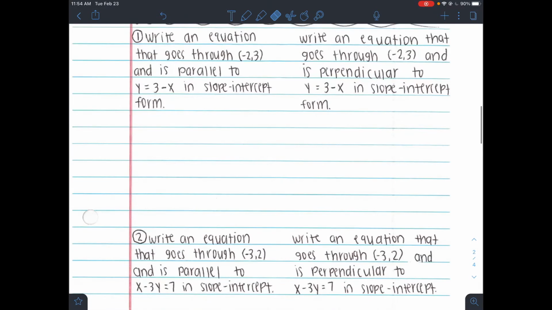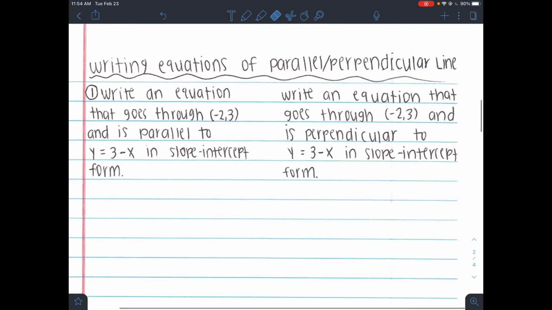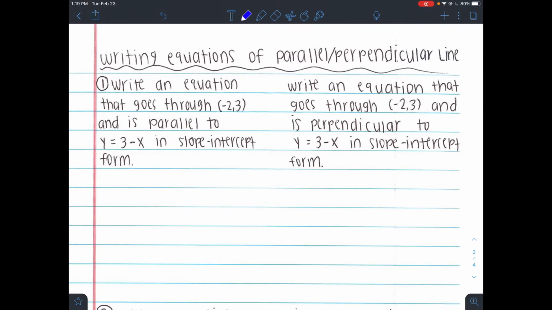All right, moving on to the next section, we're going to write equations of parallel and perpendicular lines. Now, to write an equation of a parallel or a perpendicular line, it causes us to think a little bit more about what we need to do. So I'll go ahead and show you how this is set up. For the first problem, we're going to do 2 different lines. They're going to give us an equation, and then they're going to give us a point, and it's going to be the same equation and point for both sides.